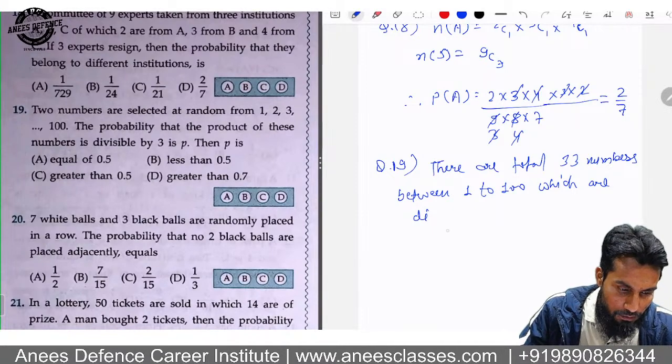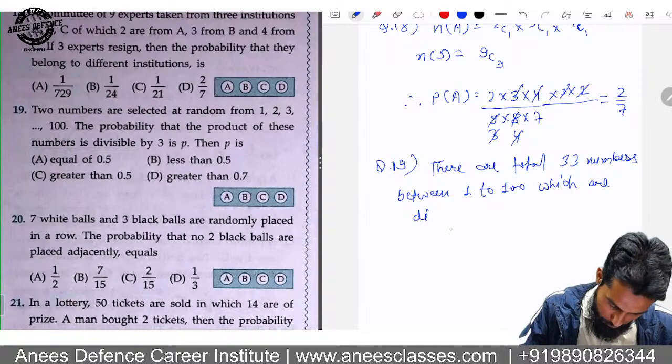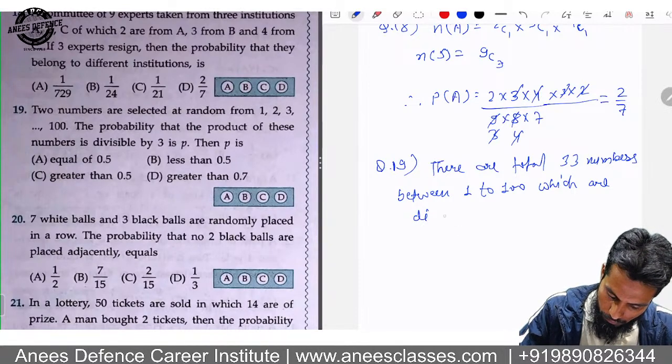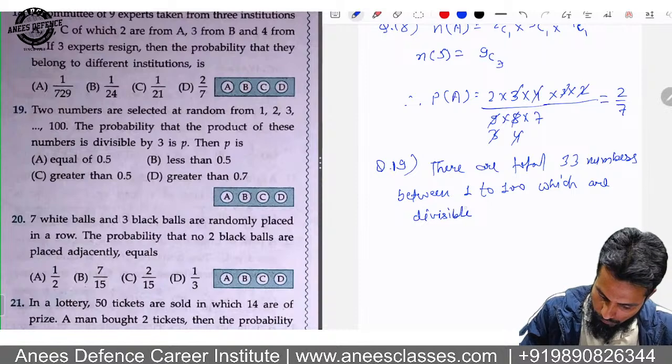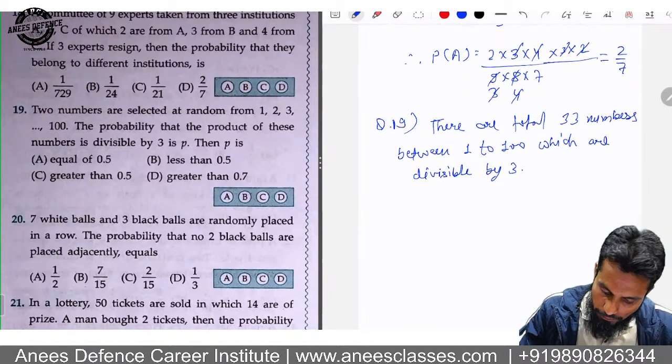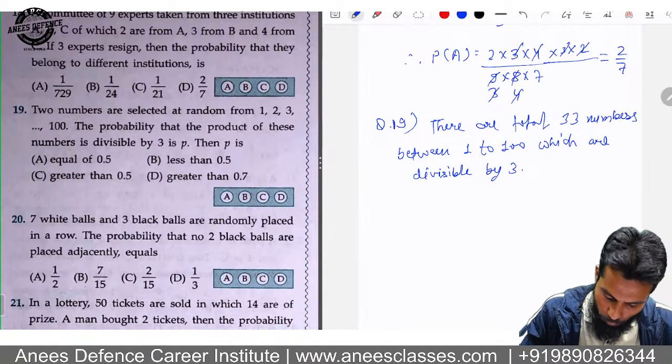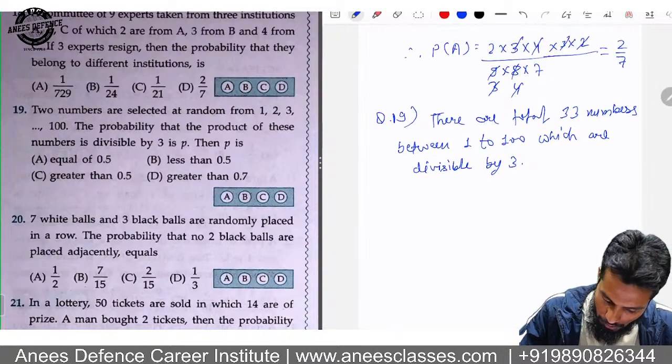Your value is something greater than 0.5. What is the option they have given? 0.7 से कम ही आ रहा है. चेक करो, वैल्यूज निकाल के चेक कर लो. ऑप्शन दिया है तो करना पड़ेगा. So 33 are divisible by 3, it means there will be 67 which are non divisible. So they are talking about the product. The product of any number divisible by 3 with a number not divisible by 3 is obviously going to be divisible by 3 only. So you will be getting two cases here.